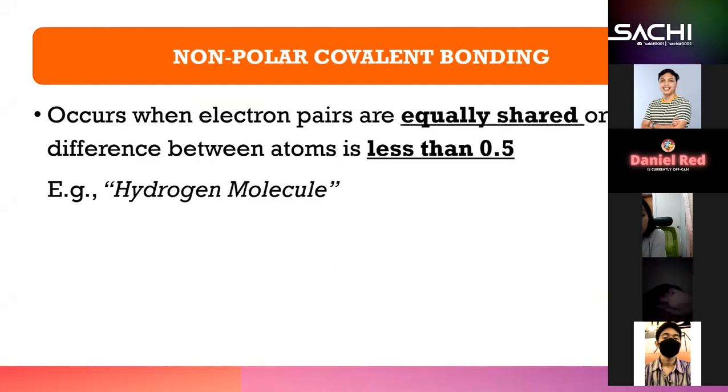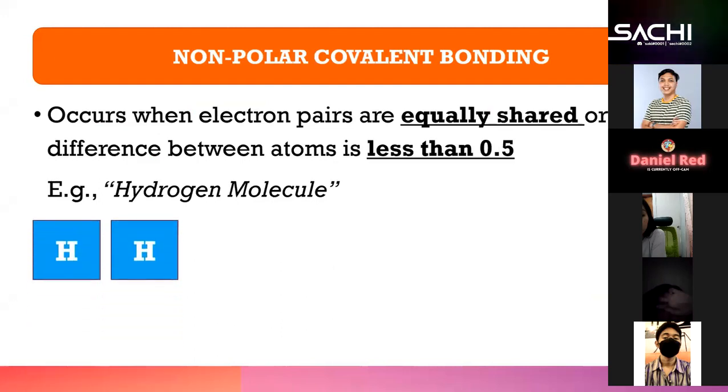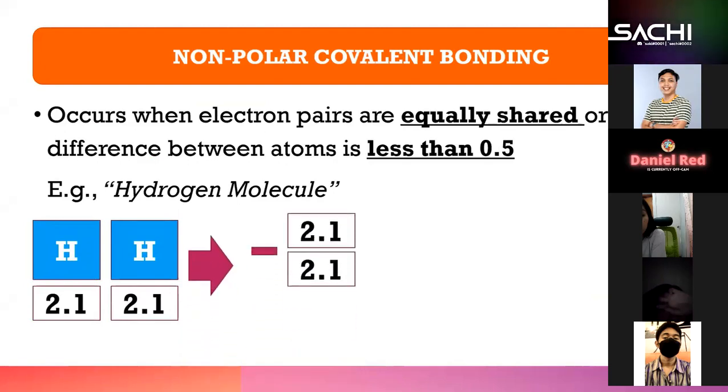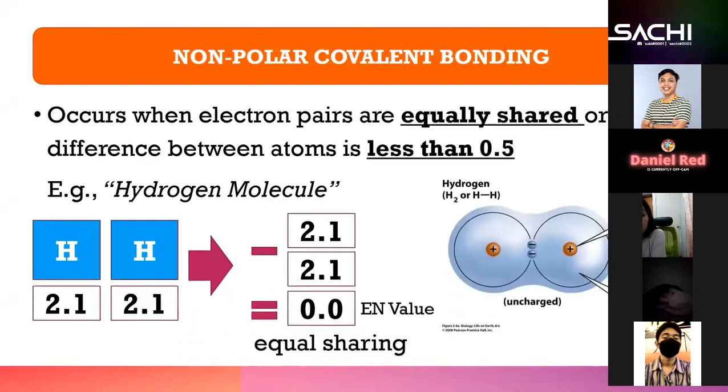Let's have an example again. So we have the example of the hydrogen molecule, which is composed of two hydrogen atoms. Hydrogen has an EN value of 2.1, and once again, transform this into a mathematical equation and find their difference. So therefore, they will have a 0 ΔEN value. Therefore, there is an equal sharing because 0 is less than 0.5.